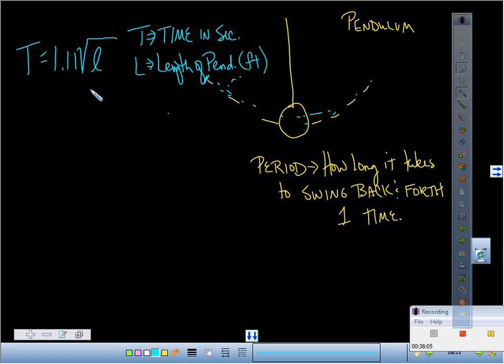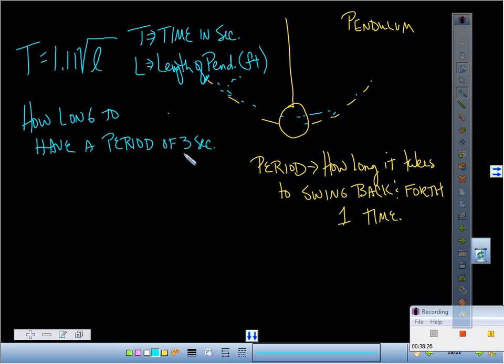Okay? So here's what I want to know. How long does the pendulum have to be to have a period of 3 seconds? Now, people, you could plug that 3 in right there for that T and solve this thing. Tell me what you would do. Divide by 1.11, and then square both sides, and that would be your answer.